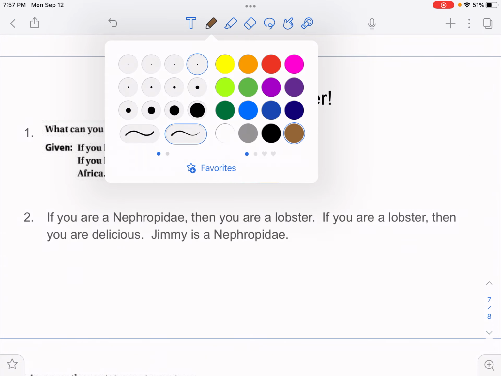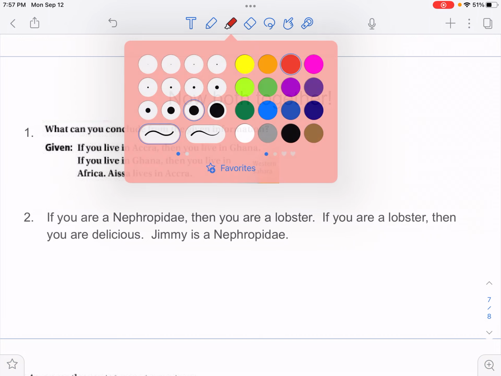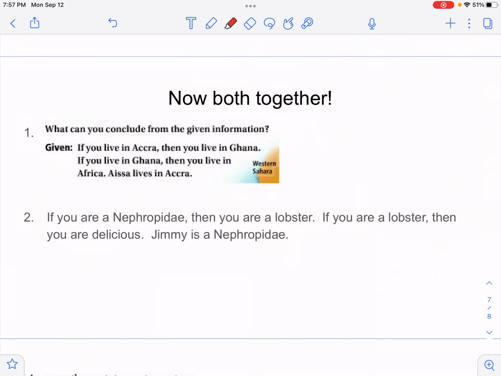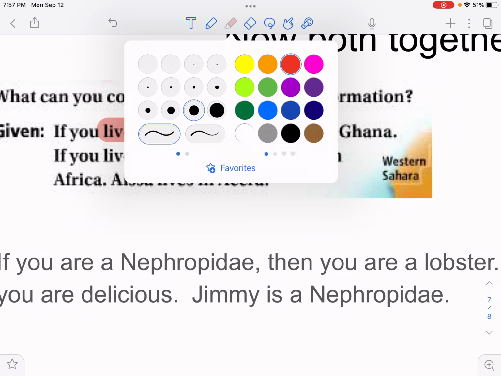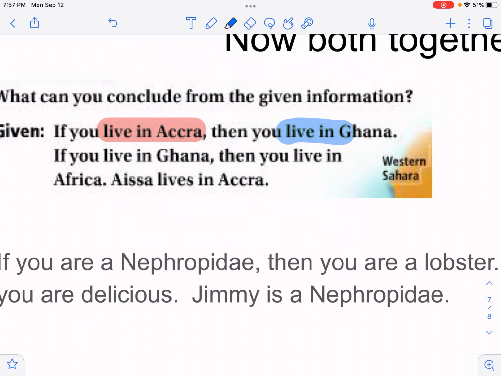Now, for this one, we've got three statements. If you live in Accra, then you live in Ghana. If you live in Ghana, then you live in Africa. And Isa lives in Accra. What can we conclude from that? Well, here we've got live in Accra as our hypothesis, and live in Ghana as a conclusion. Then we have live in Ghana as a hypothesis, and live in Africa as a conclusion.